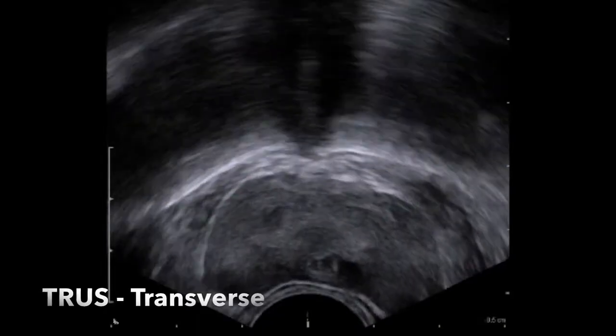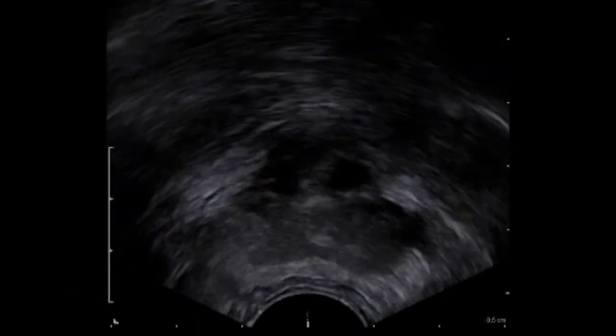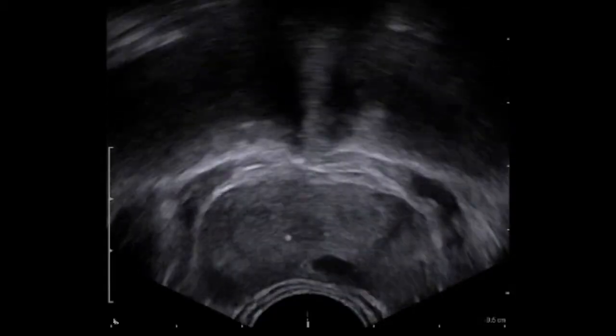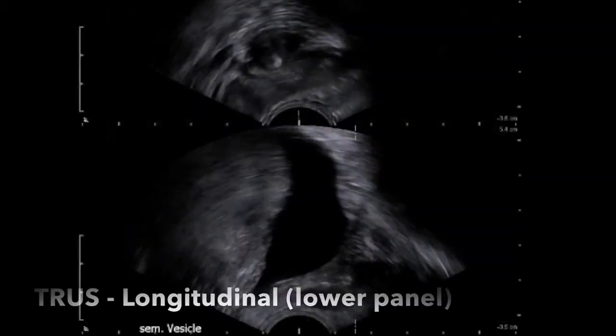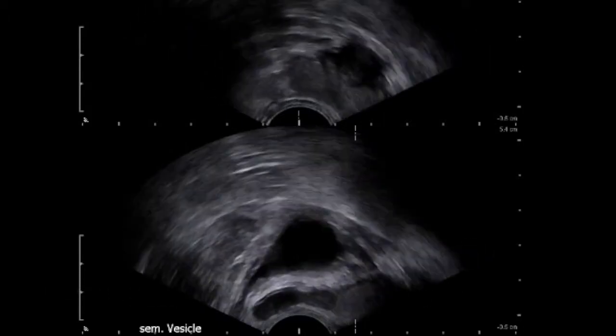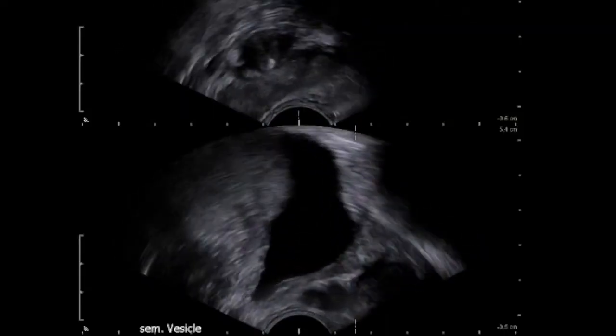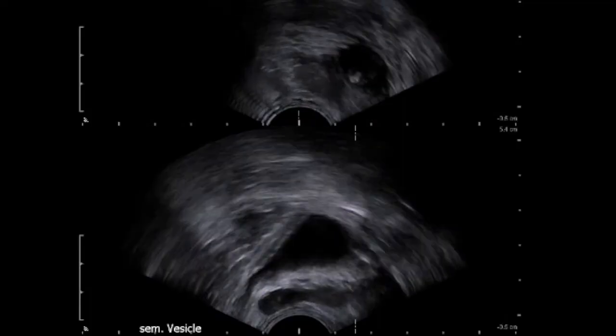A transverse survey scan of the prostate demonstrated a small hypoechoic structure just to the left of midline. A longitudinal survey scan of the prostate showed dilation in the region where the ampulla of the vas deferens and seminal vesicles would merge without visualization of the rest of the seminal vesicles.